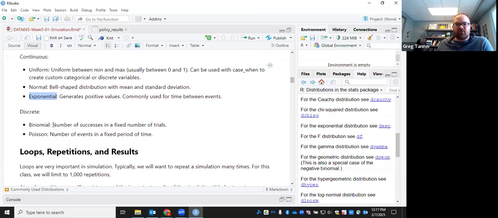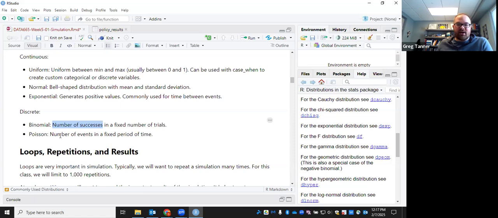Binomial is really useful if you're looking at the number of successes in a fixed number of trials. So let's say I shoot 10 free throws, right? You could use a binomial model to simulate how many of those I made, okay?